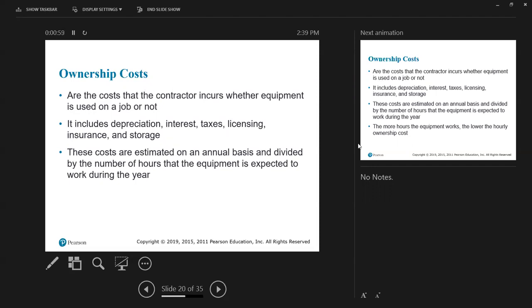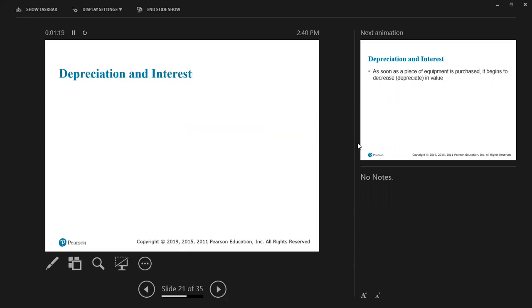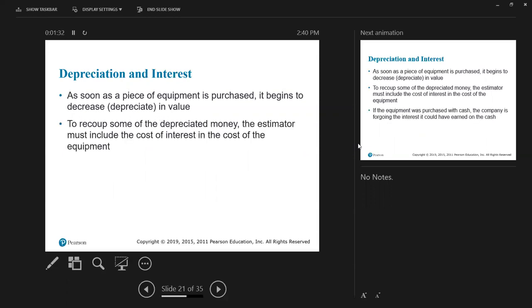So then how do we find the cost of those? Well, basically, if they are on an annual basis, we just have to add them up and divide them by the expected working hours for the entire year, and then we can convert them into an hourly basis. Now, it's also recommended the more you put your equipment to work, the less expensive it will be for you. And the less you have it work, the more expensive it will be.